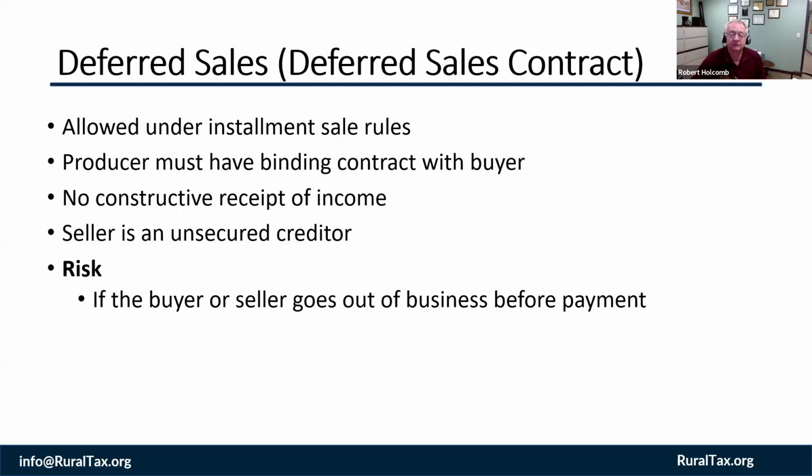perfectly allowable. You can't just pull up to the scale and tell the elevator or the ethanol plant to hold the check. You have to have a signed contract. All right. You can't get the income. The risky part about this is that if you do those deferred sales contracts, you are an unsecured creditor.